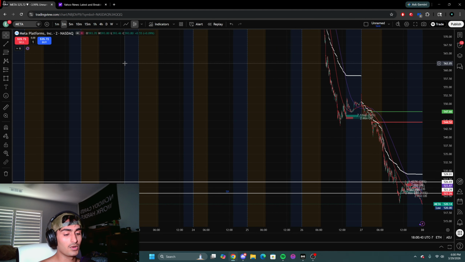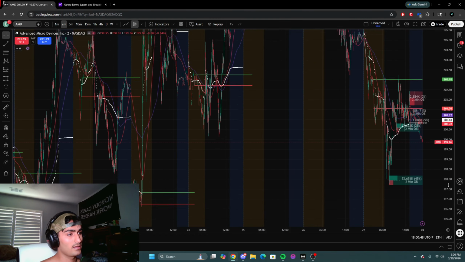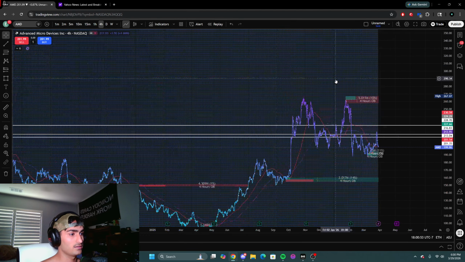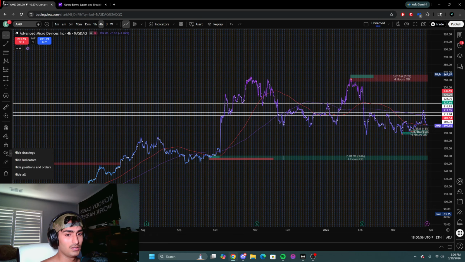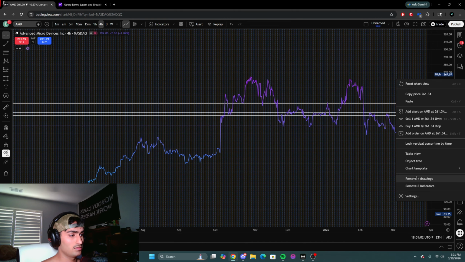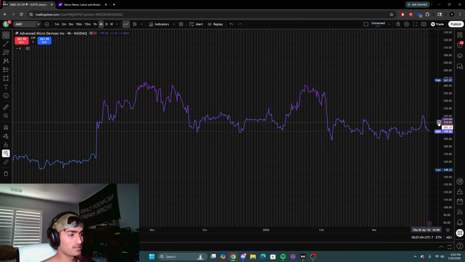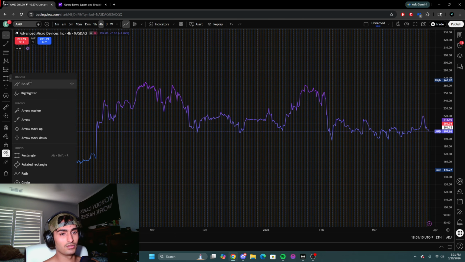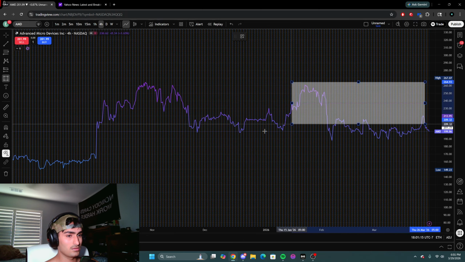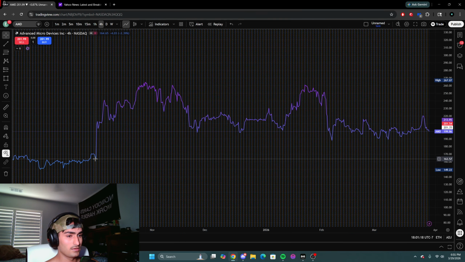So let's go over to a different company. Let's go to AMD. Okay, so this is how we're gonna look at it. I'm just gonna hide all my indicators. Actually, let's remove these drawings. So we can see for the last while, it's really just been stuck in this range right here. Let's just draw that out real quick.